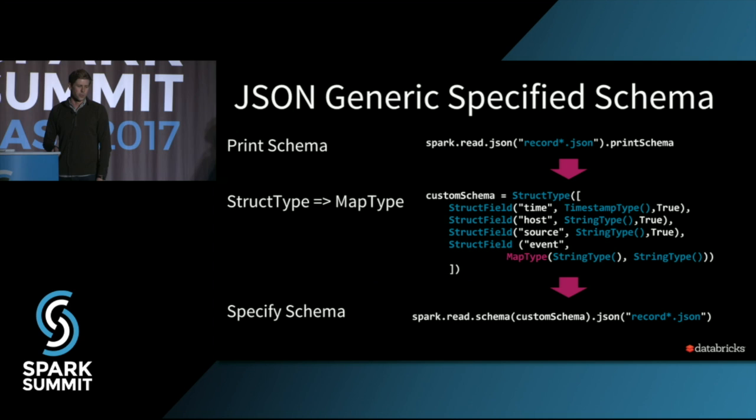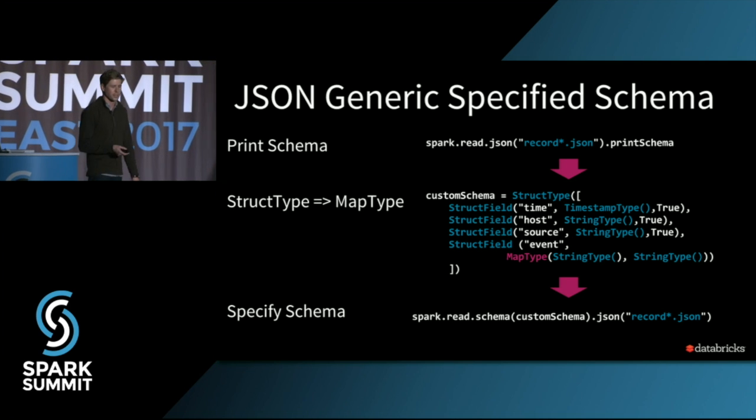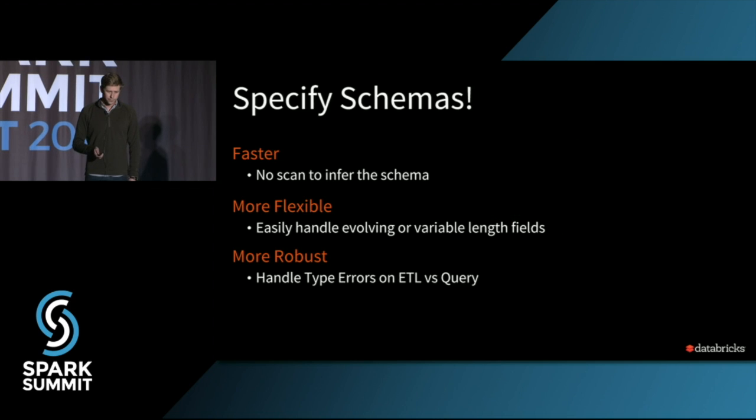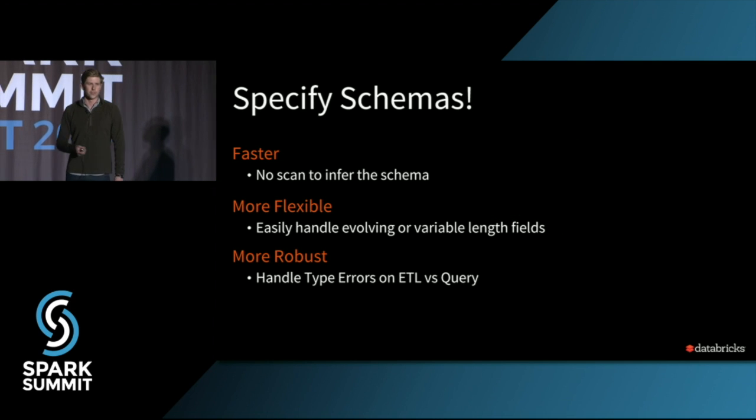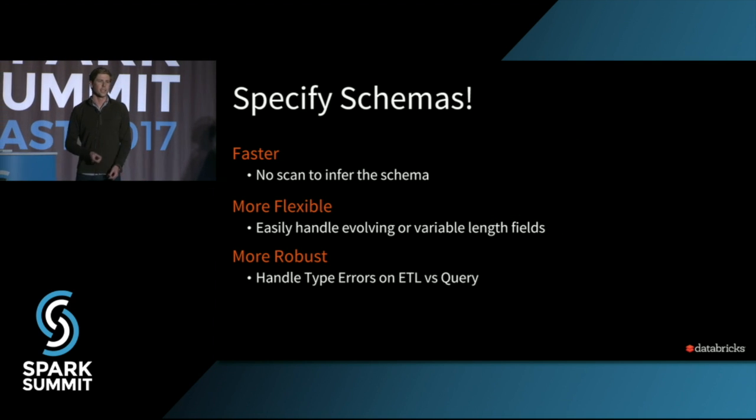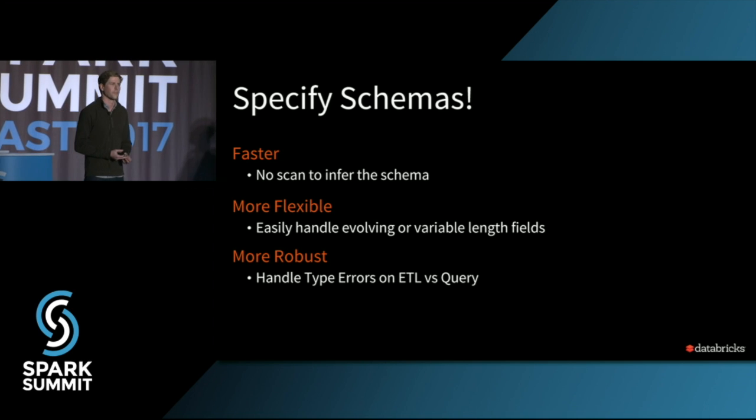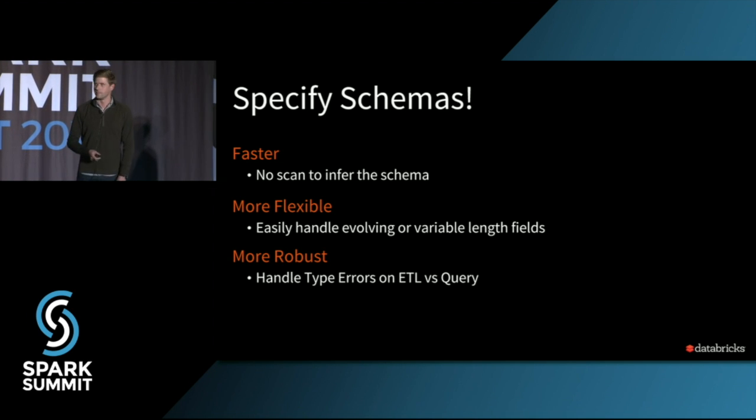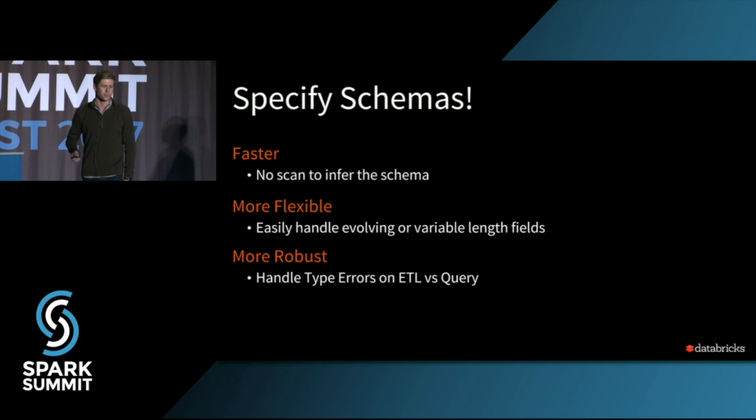And then when I actually do the read, I'm going to pass that custom schema into the JSON record and continue to read. So what is this going to allow me to do? First, I don't have to scan. Anytime you specify a schema, you no longer have to scan the full data set or some sample to read it. So it's going to be much faster and scalable as you scale up from more than just two records to terabytes worth of data.